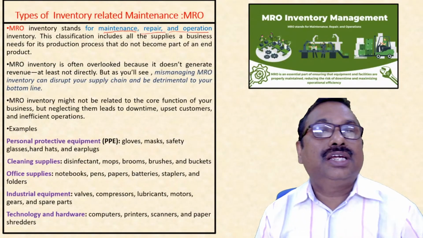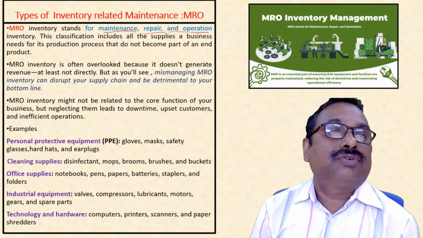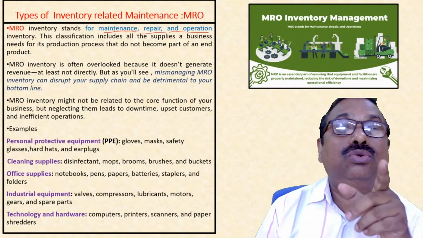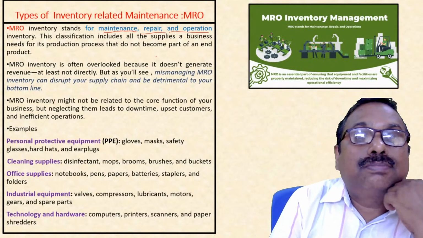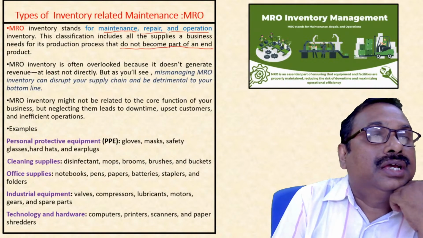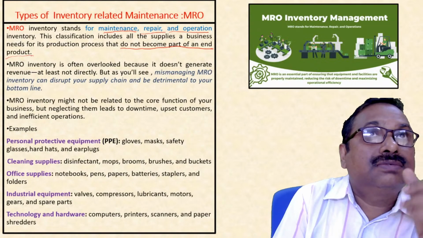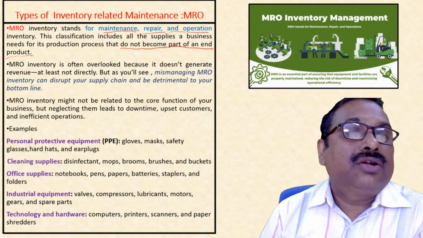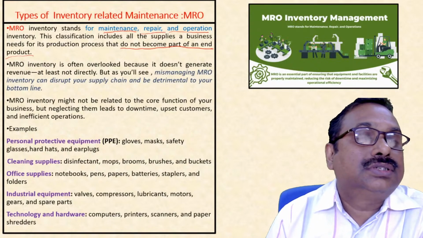This classification includes all the supplies a business needs for its production process that do not become part of the end product. So this is important. They do not become part of the end product. Rather, they help in production. MRO inventory, we will see some examples.